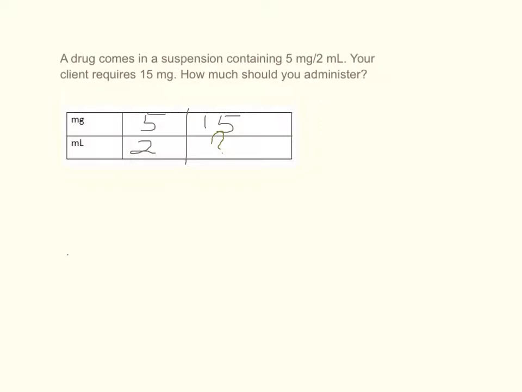Now I hope that you can see, without turning on your calculator, that 15 milligrams is 3 times bigger than the 5 milligrams that we've got in 2 mils. So you should hopefully see that we need 3 times more volume. So we are going to need 6 milliliters of the suspension in order to get 15 milligrams of the active ingredient. So that's a nice straightforward one, but I want to look at a couple other ways of getting the answer so that we get the process down.